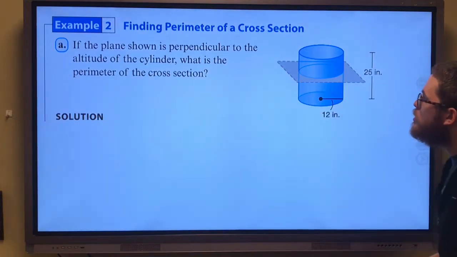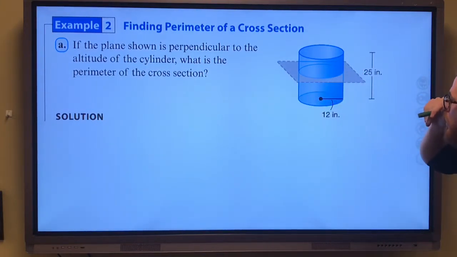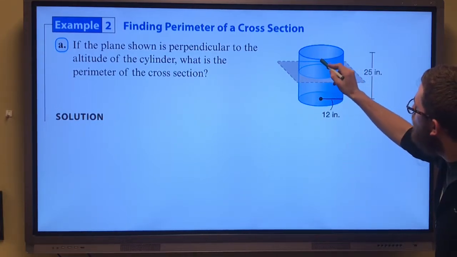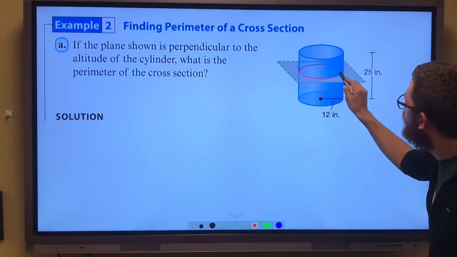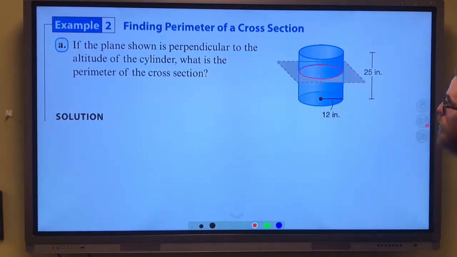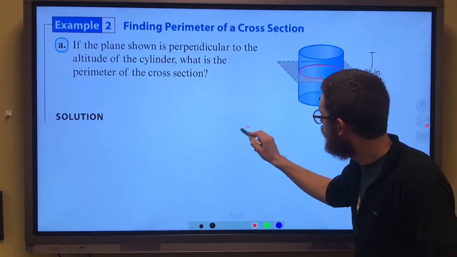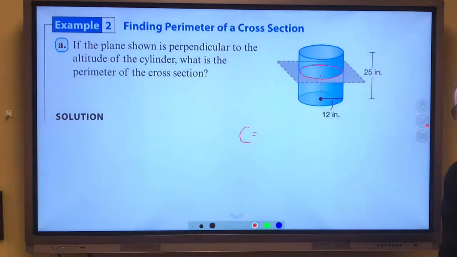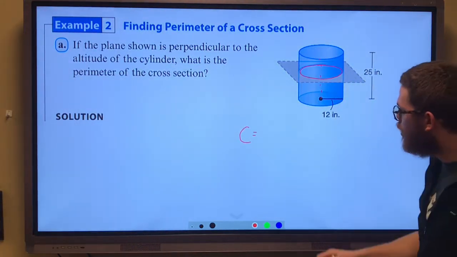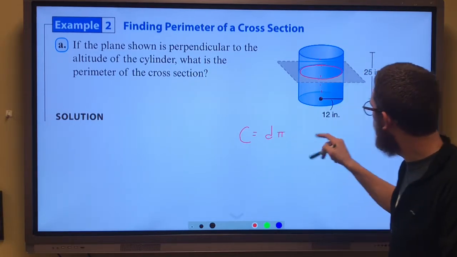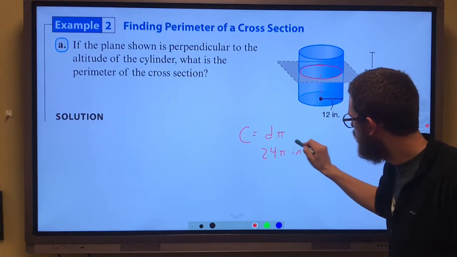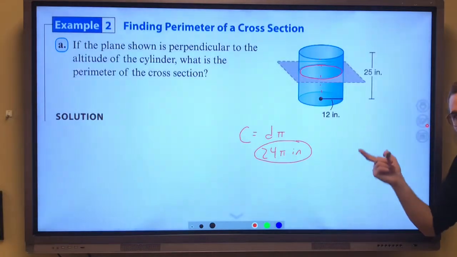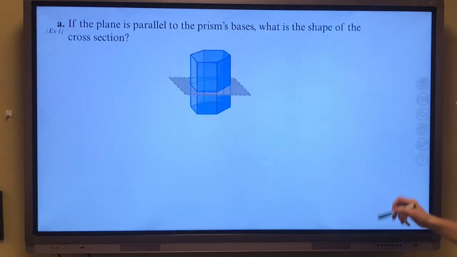Here it says if the plane shown is perpendicular to the altitude of the cylinder, what is the perimeter of the cross section? Well, if it's perpendicular to our altitude, that means it is forming a nice perfect circle for us right there. We want to know the perimeter of this cross section, aka the perimeter of our circle, which is going to be the circumference. Well, the circumference is just diameter times pi. If the radius is 12, that means the circumference is 24 pi inches. This is not needed information at all.